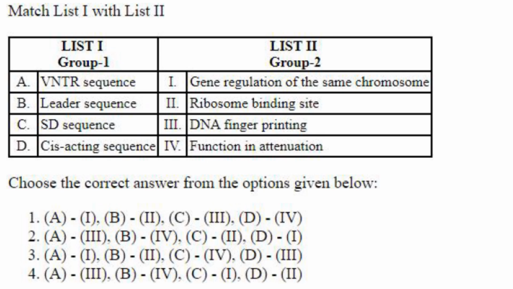Then cis-acting sequence, that is gene regulation on the same chromosome. So D1. So the answer here is A3, B4, C2 and D1. So that makes 2 the right answer and not 4. So answer is option 2.